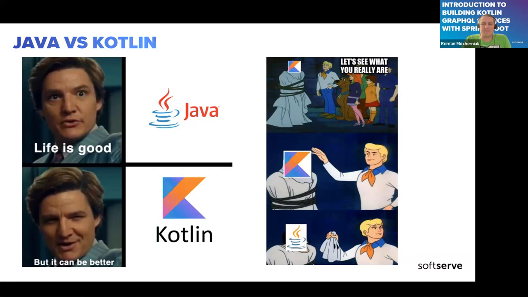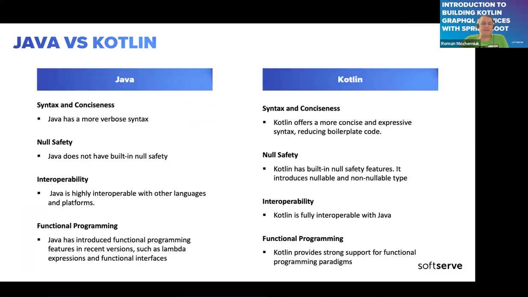But let's check. If you compare Kotlin and Java, for example, syntax: Java has more verbose syntax. We need to add more code to have the same functionality. But with Kotlin, we have a shorter syntax. It reduces boilerplate code, so it's easy to read code in Kotlin.